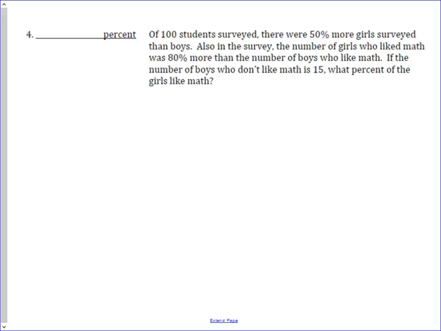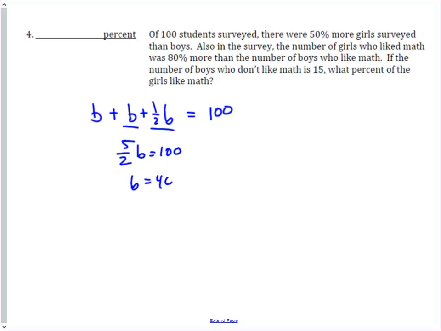And 50% more means that you have half as many more as you did before. And so if there are B boys surveyed, then the number of girls surveyed is just going to be B plus 1/2 B. And that's because it's going to be 50% more than the number of boys, so 50% more is half the number of boys, and then the number of boys. And so that gives you this, which is an easy equation to solve to see that B must equal 40. And so there are 40 boys surveyed, and there are 60 girls that are surveyed.